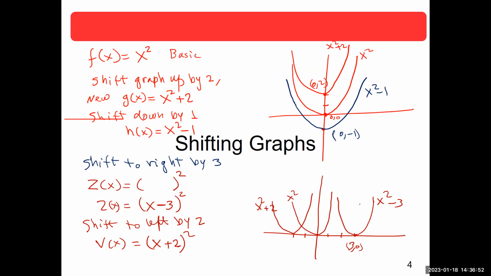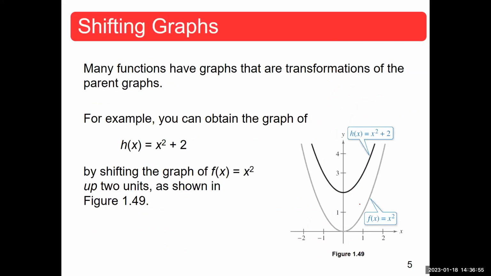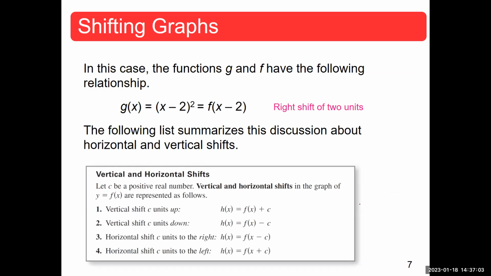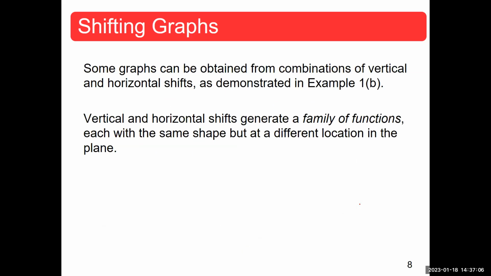One more operation. So this is shifting up by 2. That's shifting to the right by 2. And the last one more thing that's really easy: reflection about x.